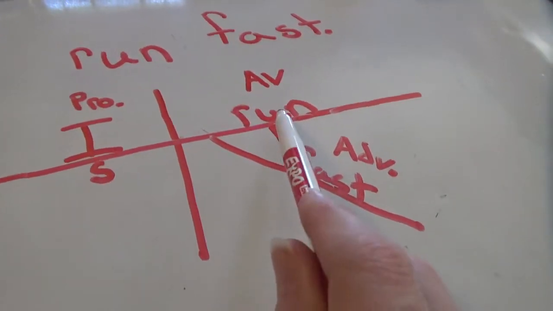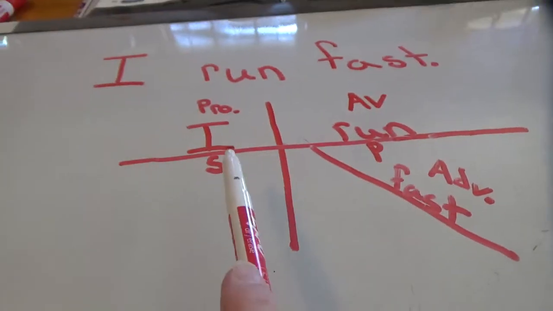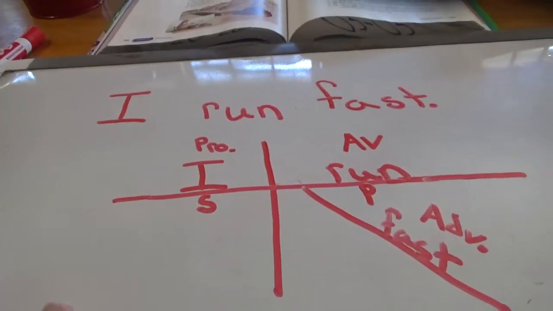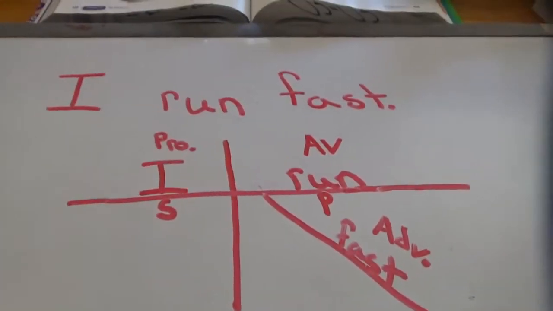So I run fast is our sentence. We finished diagramming that one. Let's go on to another one.